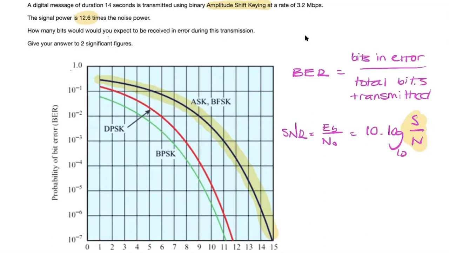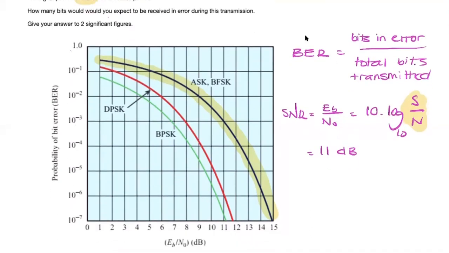So it's simply 10 log 12.6. And that gives you 11 decibels. Now, the numbers you had in your test might be different, but in this case, we're looking at 11 decibels. So you're looking here, where you see decibels, you're looking at that line there. So you're looking at the intersection of your ASK curve with the 11 decibels.